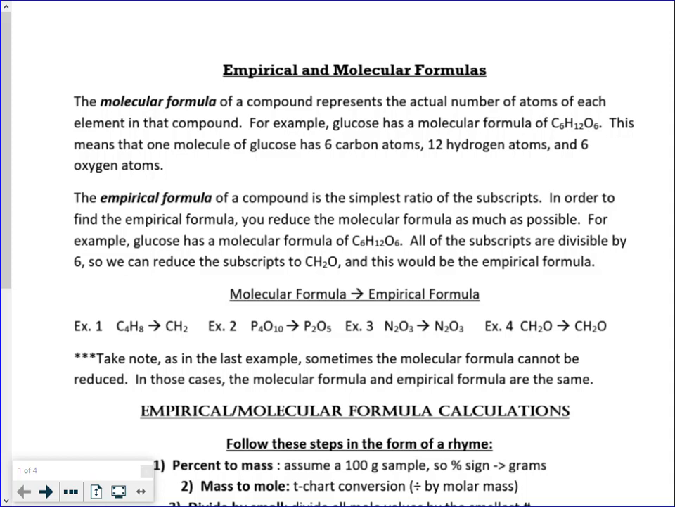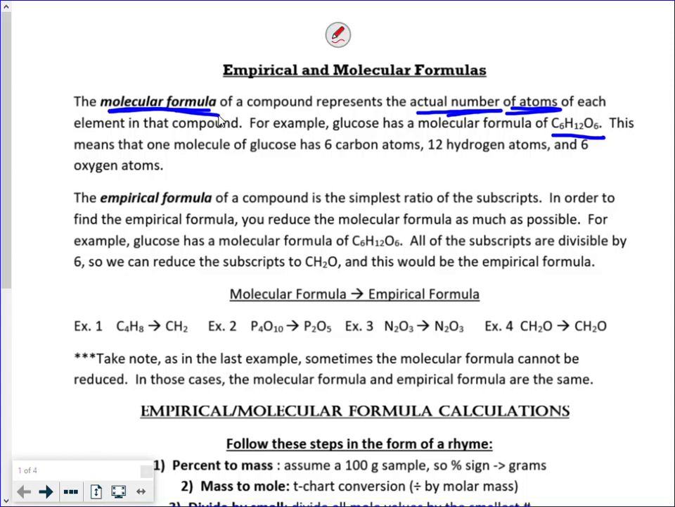A couple of definitions here. We've got the molecular formula. That one's important. It represents the actual number of atoms in the compound. So something like glucose, right here, C6H12O6, that's a familiar compound from biology, has 6 carbons, 12 hydrogens, 6 oxygens in it. Now, we use mathematical calculations and something called the empirical formula in order to figure out molecular formulas.